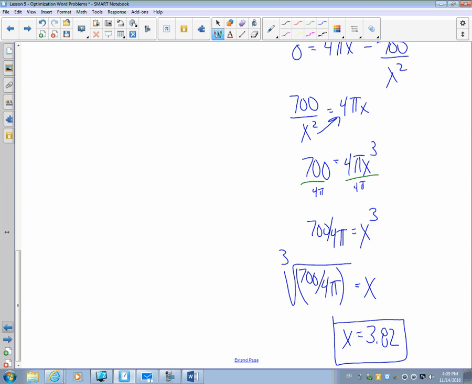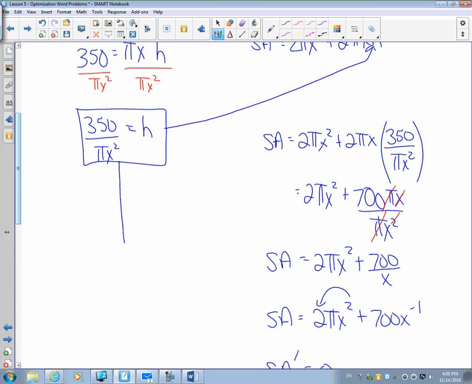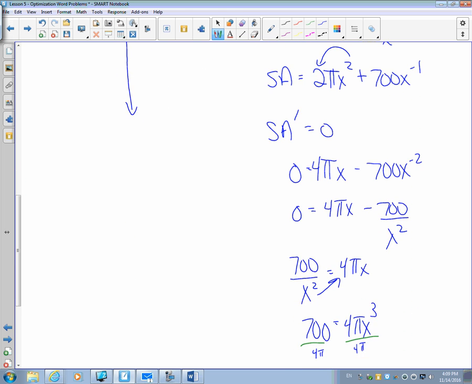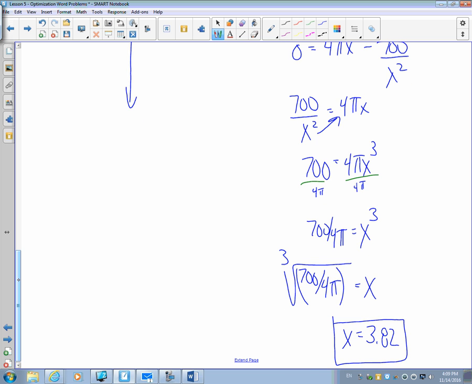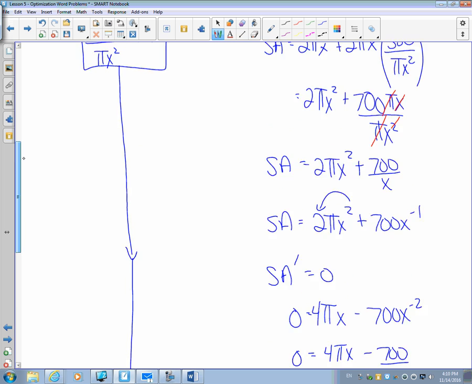Okay, give it a try. In part D, they also asked us for the height. The h value makes this true. So let's use our equation here. H is 350 over pi x squared. H equals 350 over pi x squared. But we just figured out the optimal value for x. So pi times 3.82 squared. Put that part into our calculator, we end up with 7.63. There's our optimal h and our optimal x, which is what part D was asking us for.